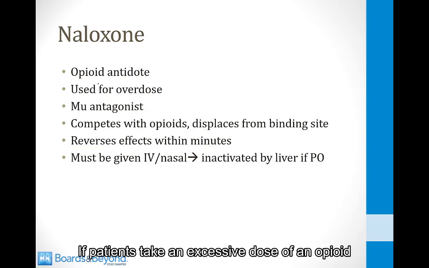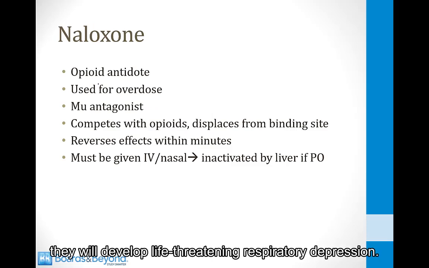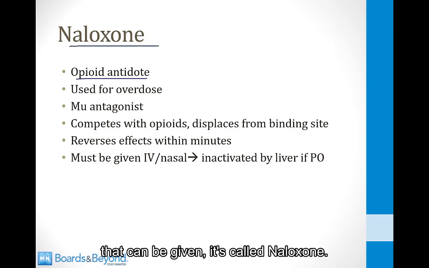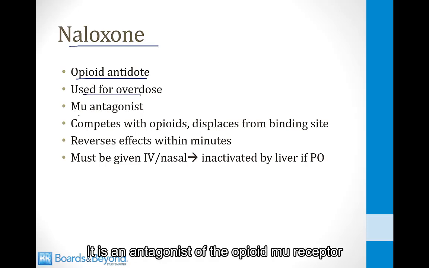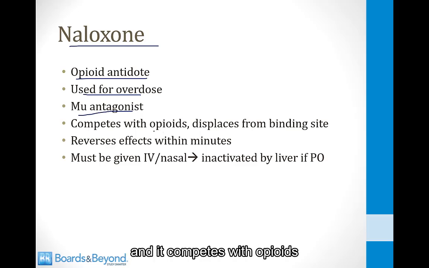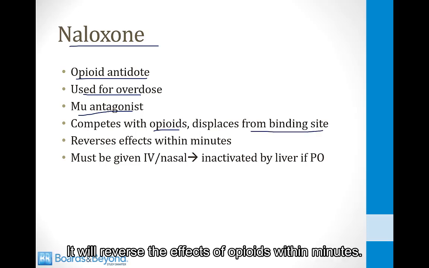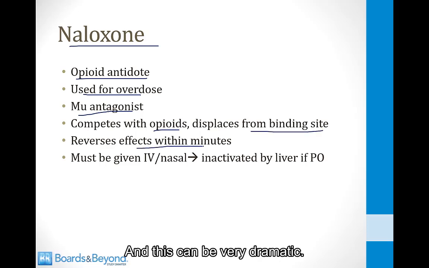If patients take an excessive dose of an opioid, they will develop life-threatening respiratory depression. And in this situation, there is an opioid antidote that can be given. It's called naloxone. It's used for overdose situations. It is an antagonist of the opioid mu receptor, and it competes with opioids and displaces them from the mu receptor binding site. It will reverse the effects of opioids within minutes, and this can be very dramatic.